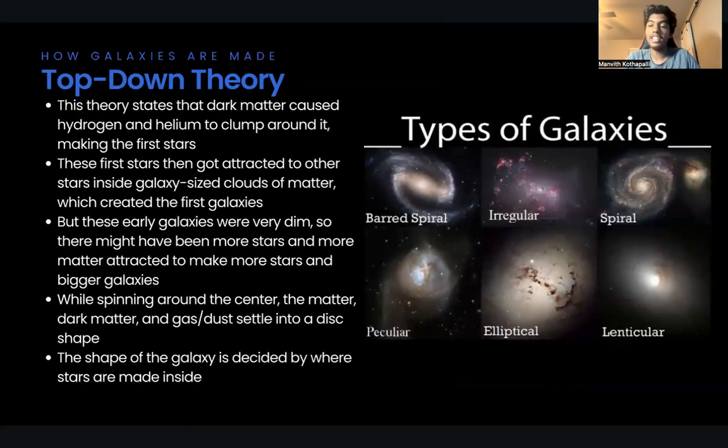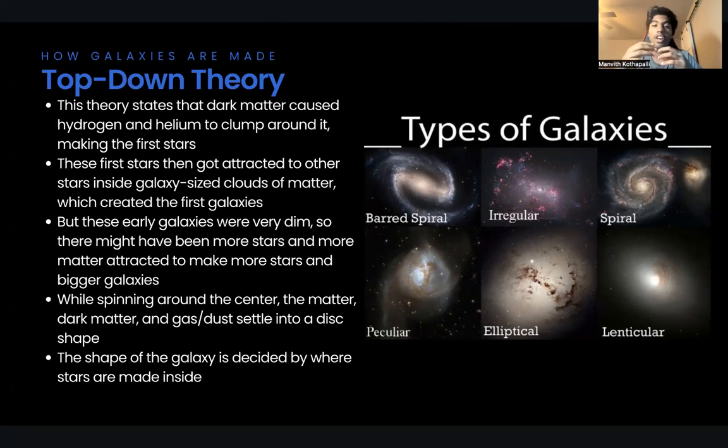Now, one of the leading theories on how galaxies are made is the top-down theory. What this theory says is that dark matter clumped together, which then caused hydrogen and helium gas to clump around the dark matter, and when there was enough mass, the cloud could collapse on itself, which started thermonuclear fusion, which made the first stars.